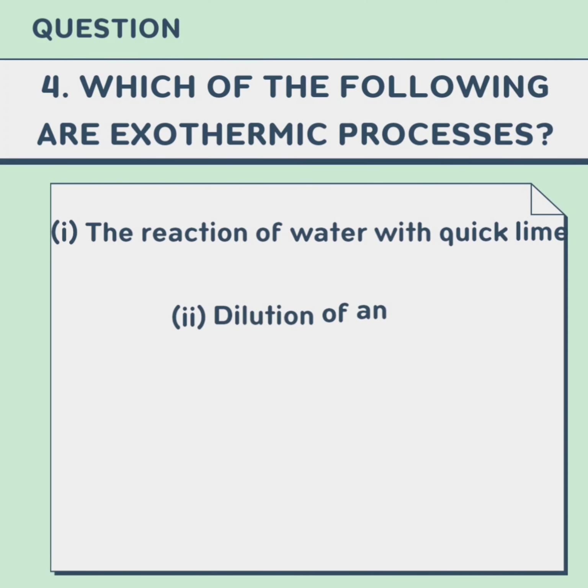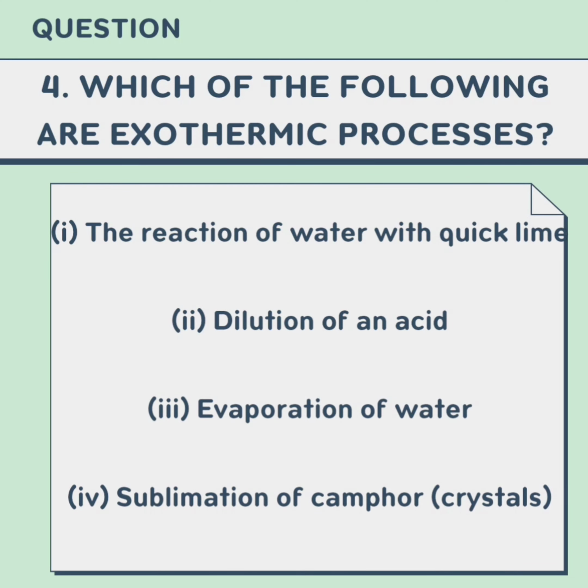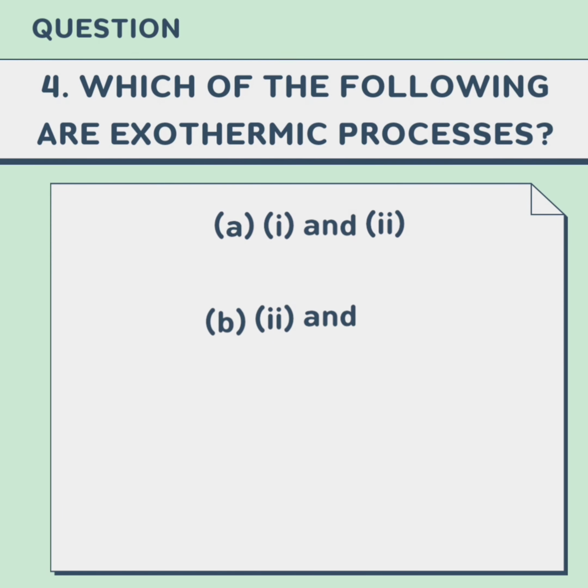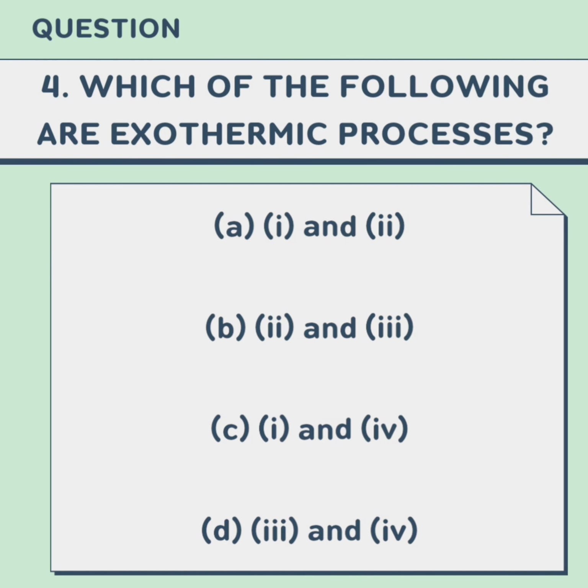4. Which of the following are exothermic processes? 1. The reaction of water with quicklime. 2. Dilution of an acid. 3. Evaporation of water. 4. Sublimation of camphor crystals. A. 1 and 2. B. 2 and 3. C. 1 and 4. D. 3 and 4. Answer. A.